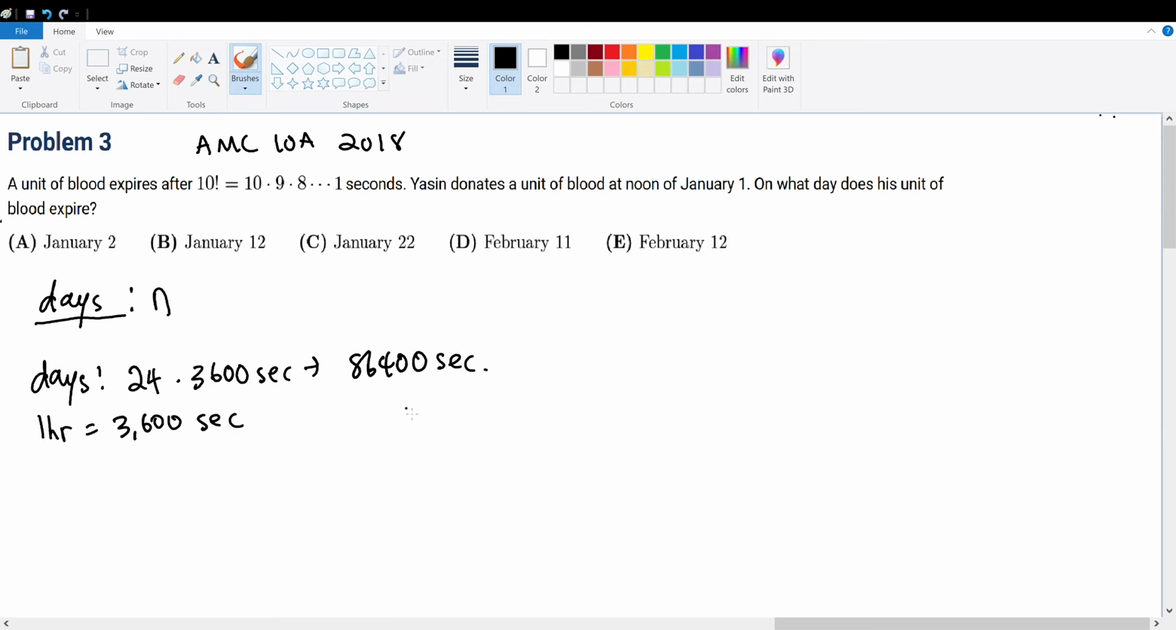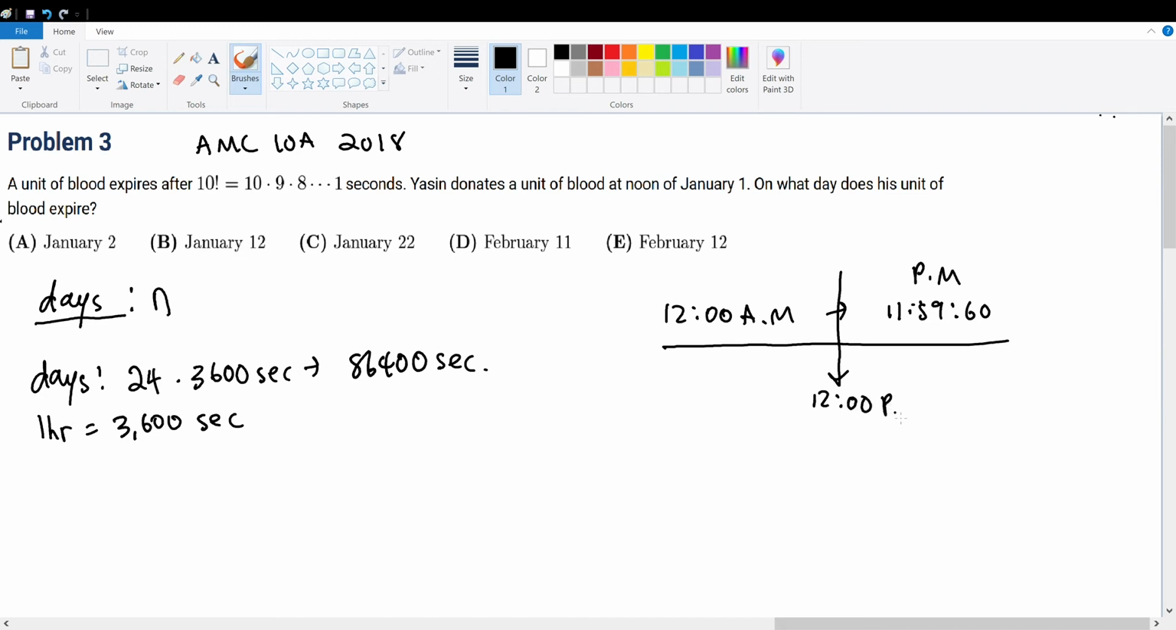So one day has 86,400 seconds, and we're told that Yasin donates a unit of blood at noon of January 1st. Well, how is one full day defined? It is defined to be 12 o'clock a.m. all the way to 11:59 and 60 seconds of the following day or p.m. So 12 o'clock a.m. will likewise be the continuation of another full day. So that is the definition of one day. But what is 12 o'clock or noon p.m.? Well, noon is exactly half of one day. So I'll draw this to signify that. So this is when Yasin donated his blood.